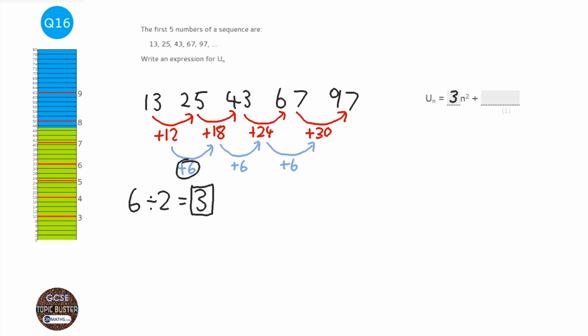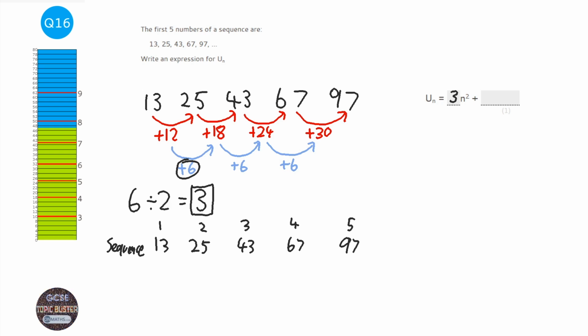Now the problem is we don't know what else we need. What we need to do is write out the sequence 3n squared. So let's number the terms. So we've got the first term, second term, third term, fourth term, and fifth term. And so we've got our sequence, which is, I'm just going to copy this out again, 25, 13, 35, 43, 67, and 97.